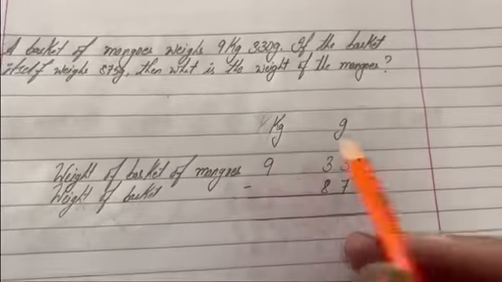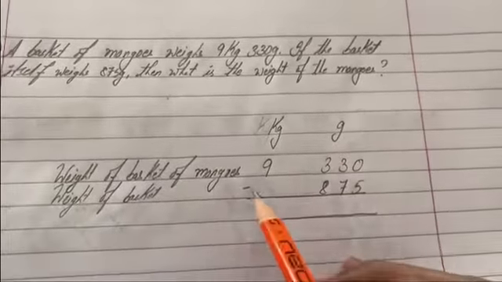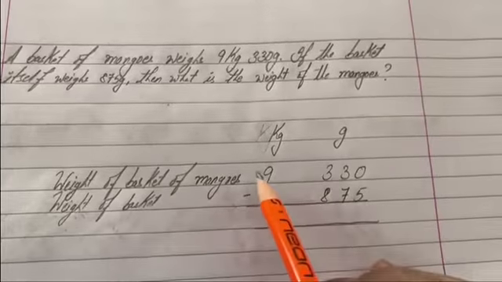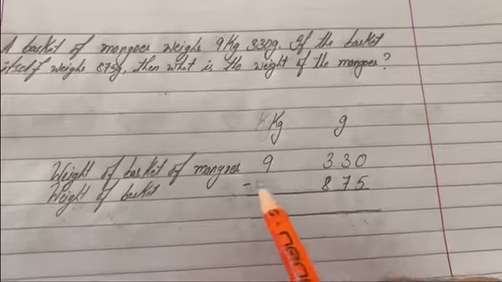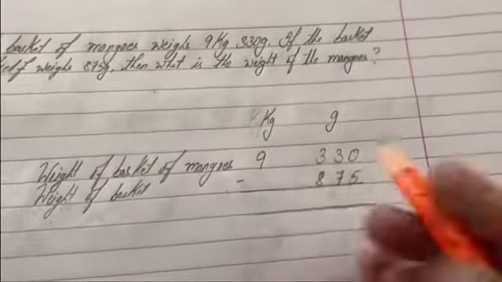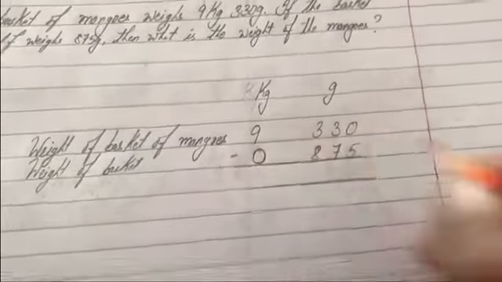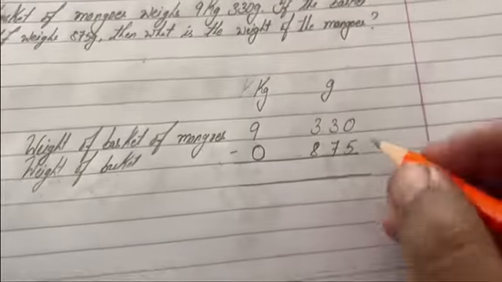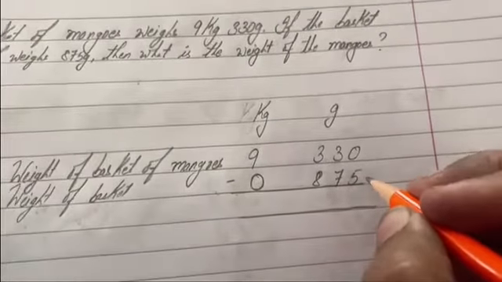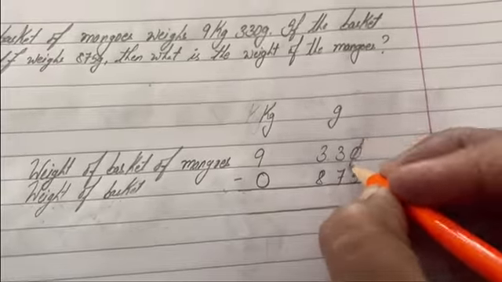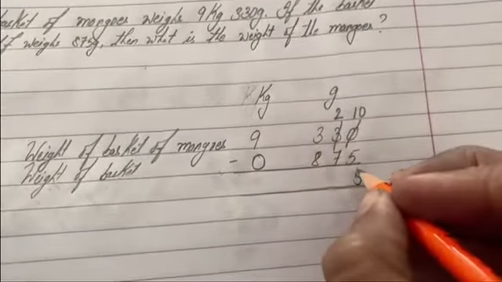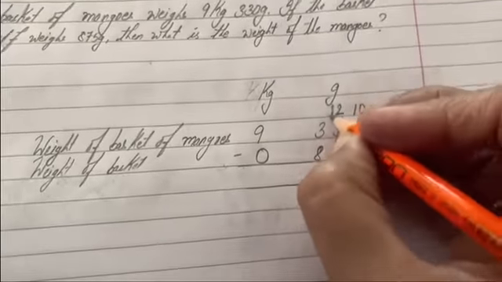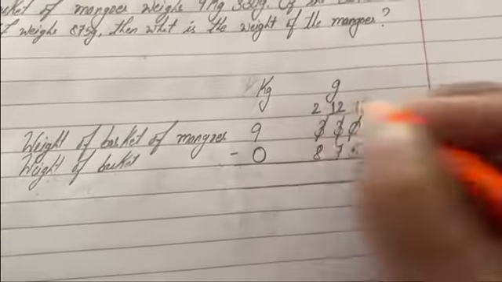So again kg and grams we will write. Now weight of the basket of mangoes 9 kg and 330 grams, and weight of the basket is only 875 grams, so there is no kg, so we will write a 0 over here to avoid confusion. Now we will start. 5 is big, 0 is small, so we'll make this 10, we'll cancel this 3 and make this 2. Now 10 minus 5 is 5. Now again we'll make this 12 and we'll cancel this 3 and make this 2.